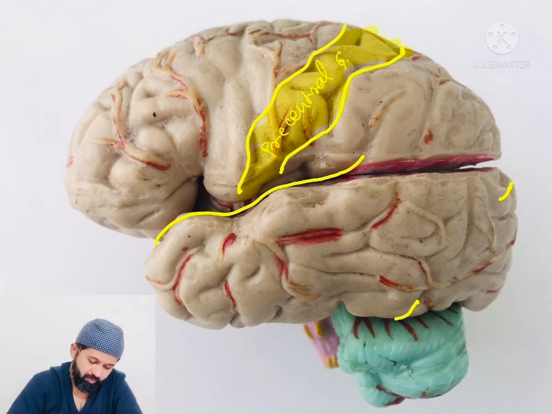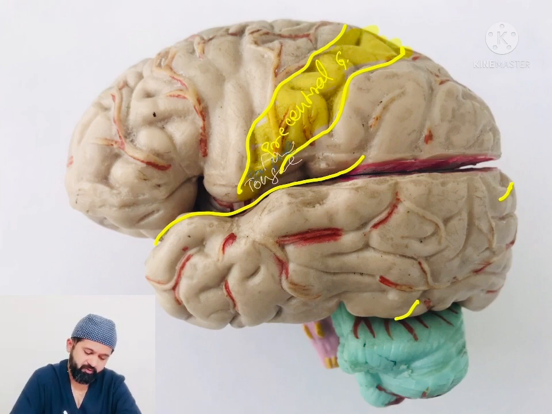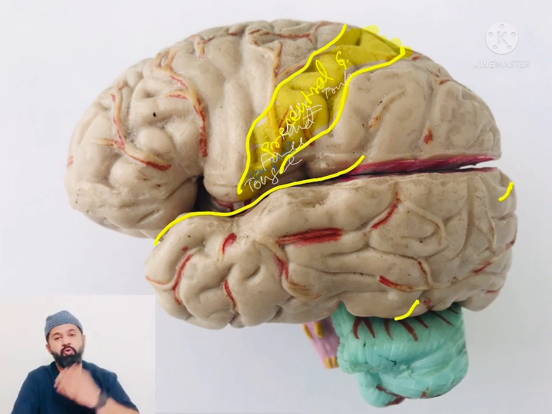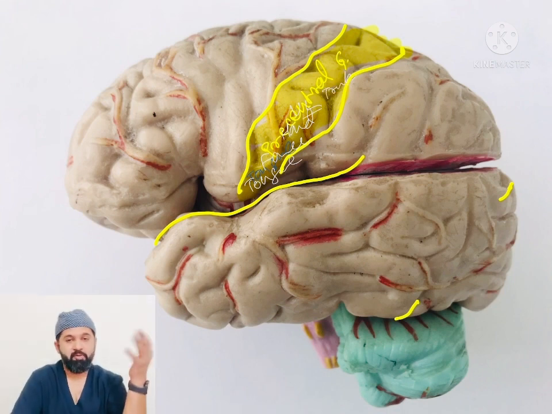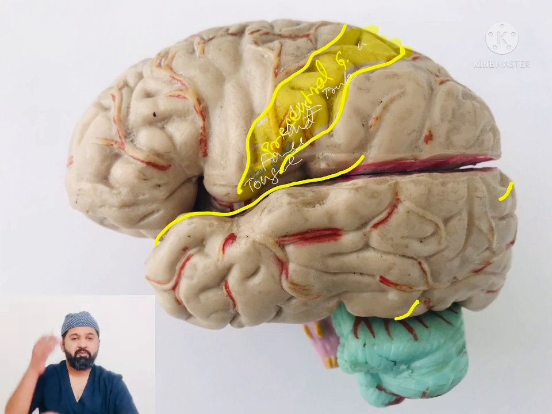In the part which is closer to the Sylvian fissure, it represents the tongue. Then above that we have the face, above that we have the hand, then we have the upper limb, then we have the trunk, and as we go closer to the midline, we have the lower limbs. So it's like someone is standing upside down. This is how the body is represented.